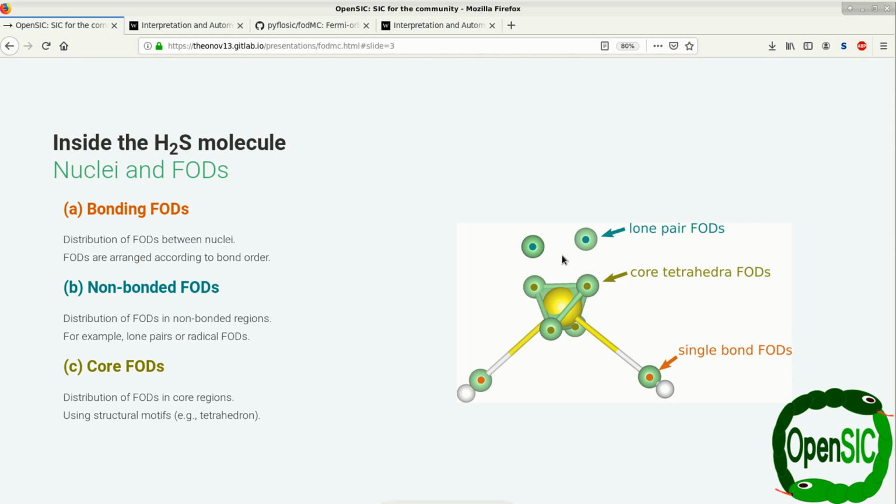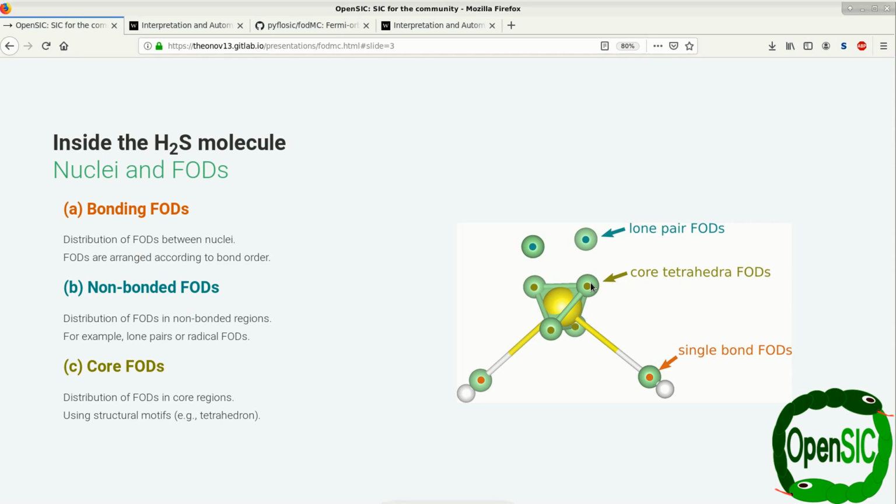After this step, all valence FODs are available and the fodMC continues to generate core FODs. That is, distributing FODs in the core region. This is done by using structural motifs for the core FODs. In our example, we have one pair of up and down FODs at the nuclear side of sulfur, which correspond to the 1s orbitals. These are not shown here right now.